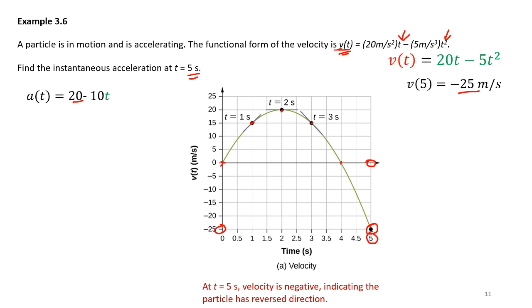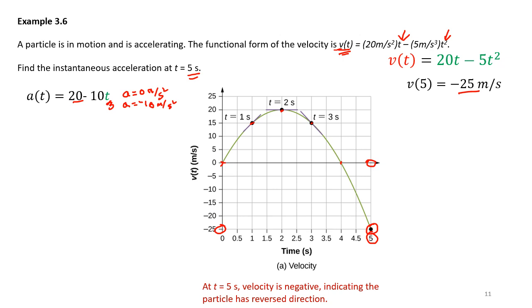If you put t equal to 2 seconds here, what you will get is a equals 0 meter per second square, right? So what does it mean? There is no acceleration here. Afterwards, t equal to 3. If you put t equal to 3 here, you get minus 10 meter per second square. So acceleration is negative after this, okay?